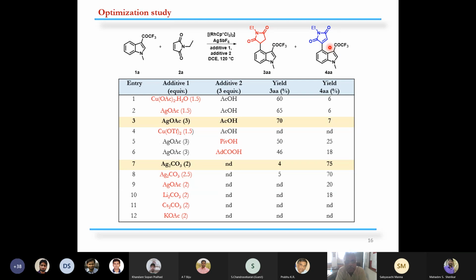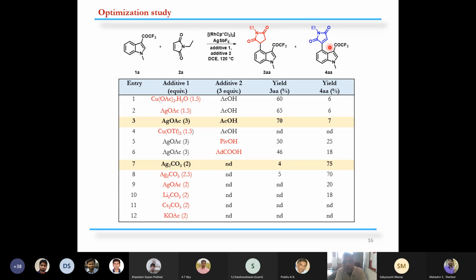See, in the place of this maleimide in this slide, if you use a simple cyclopentenone, will the reaction go? Yes, sir. With cyclopentenone the reaction can go, but I have not tried. It can go, no problem.